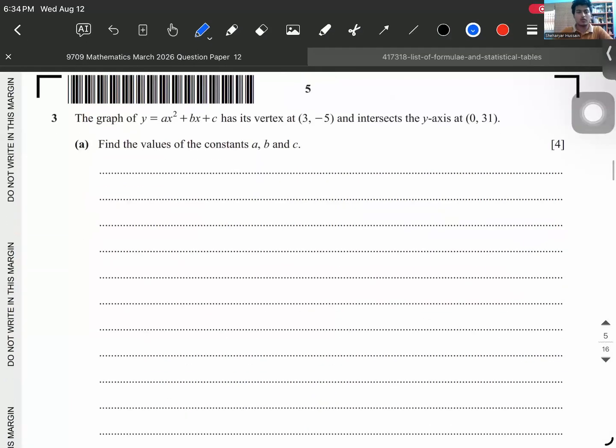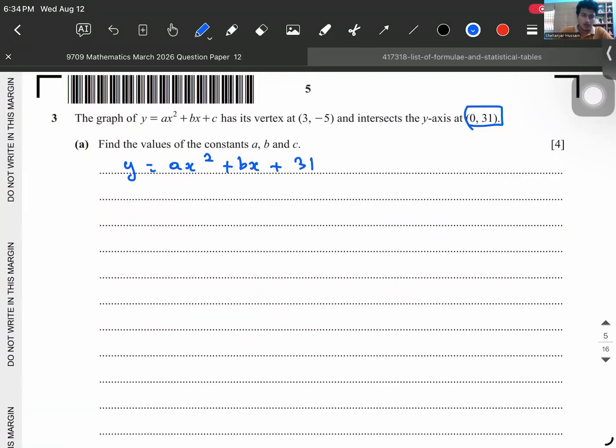Question number 3. The graph of y equals ax squared plus bx plus c has its vertex at (3, -5) and intersects the y-axis at (0, 31). Okay, so we need to find out the values of the constants a, b, and c. One thing is clear over here, that y equals ax squared plus bx, and c is just going to be the y-intercept, so that is 31.